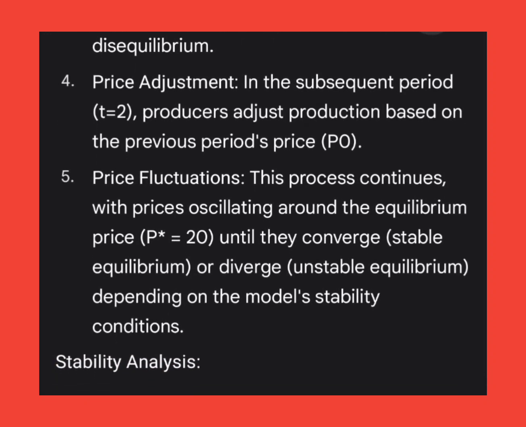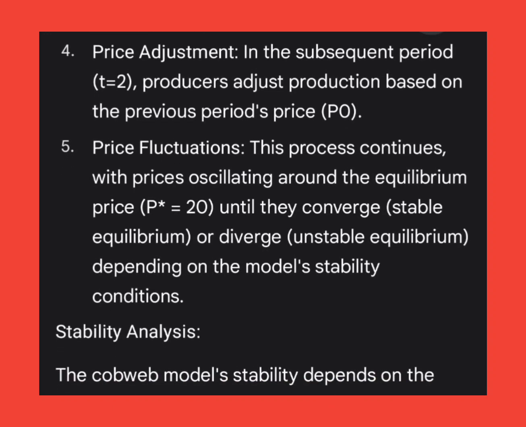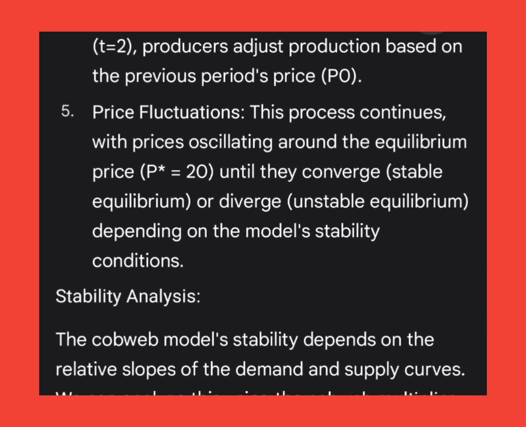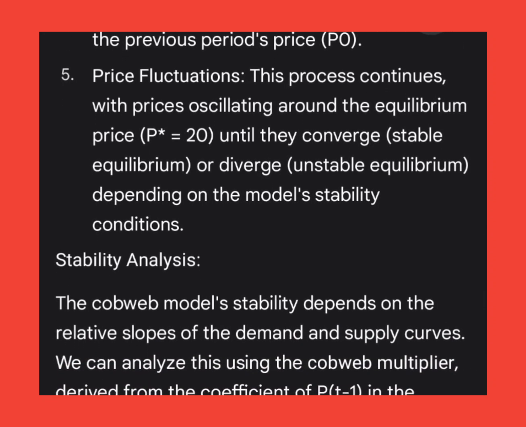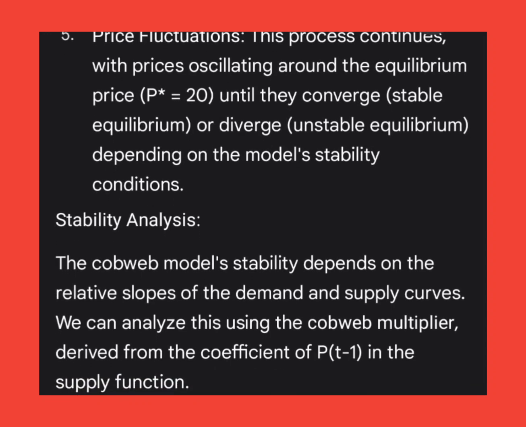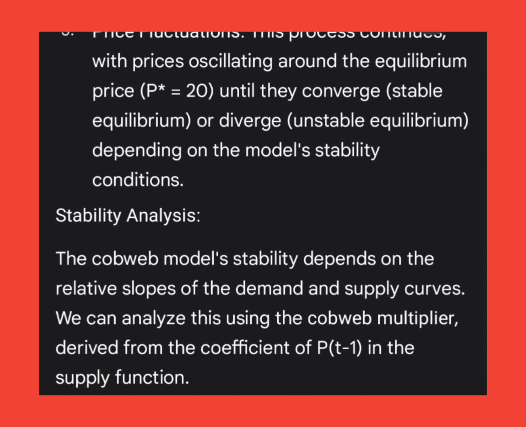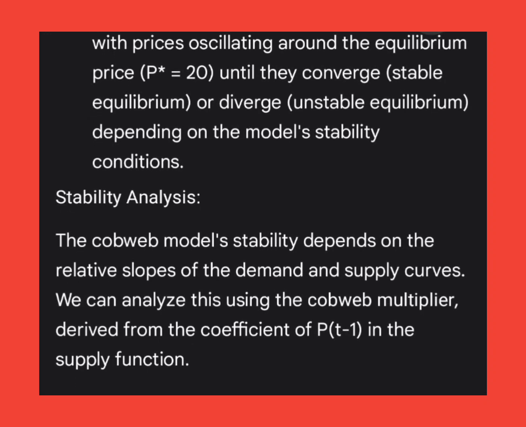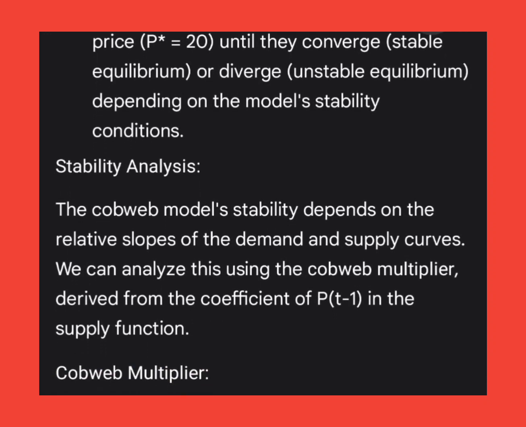4. Price adjustment. In the subsequent period, t equals 2, producers adjust production based on the previous period's price, P0. 5. Price fluctuations. This process continues, with prices oscillating around the equilibrium price, P equals 20, until they converge, stable equilibrium, or diverge, unstable equilibrium, depending on the model's stability conditions.